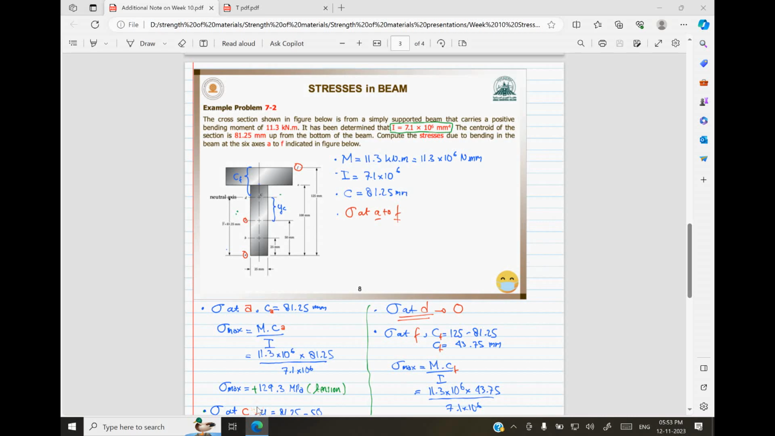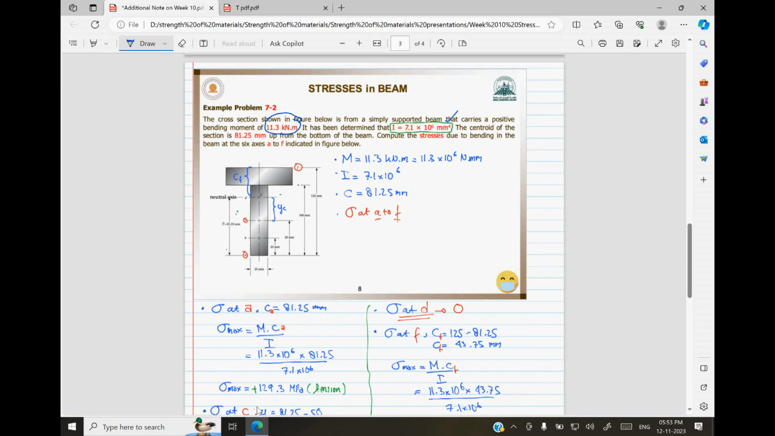Now we have problem number 7.2. In this problem, he is telling that the cross section shown in the figure below is from a simply supported beam that carries a positive bending moment of 11.3 kilonewton meter. Okay, see here, he is telling me the bending moment is how much? 11.3 kilonewton meter. It has been determined that I, that is the moment of inertia, he has already calculated and given, so there is no need for us to do the calculation.